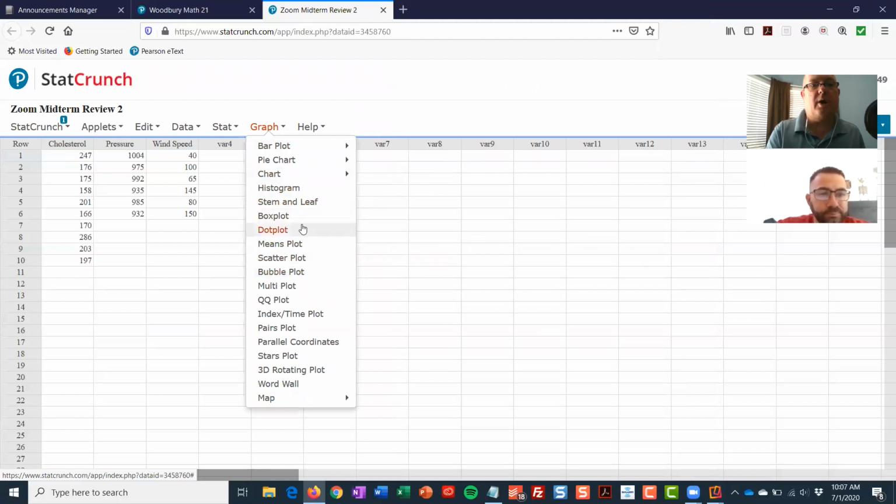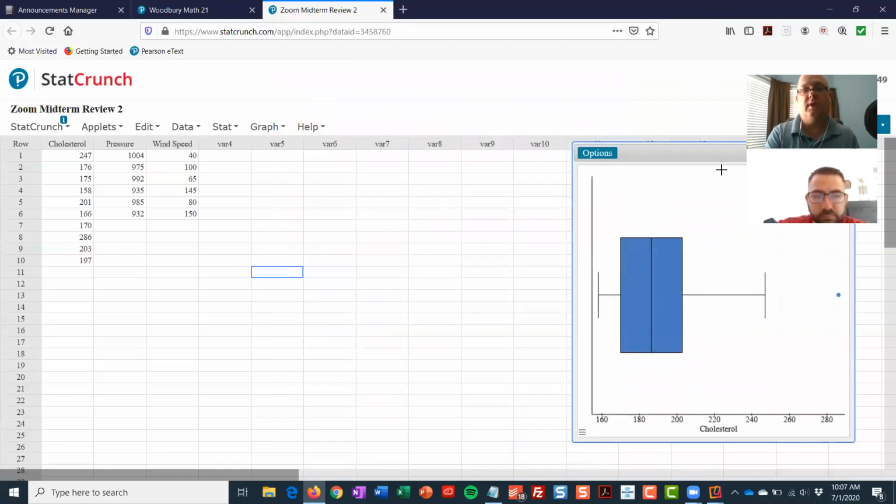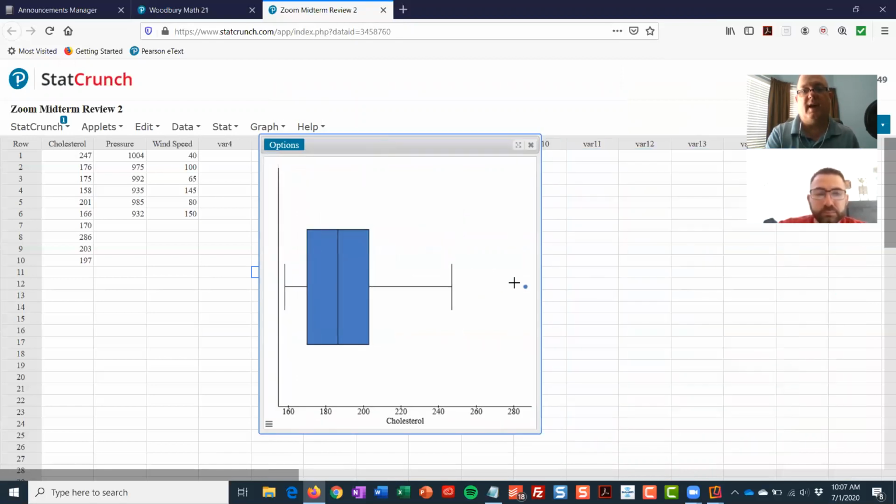Graph, box plot. The only thing that I think is a good idea after you select the column is to draw them horizontally. It's not necessary. You can draw a box plot that goes up and down too, and that's fine. But the box that says use fences to identify outliers is already checked, so that helps us. And again, I can see that the outlier is 286. It's marked on the graph.